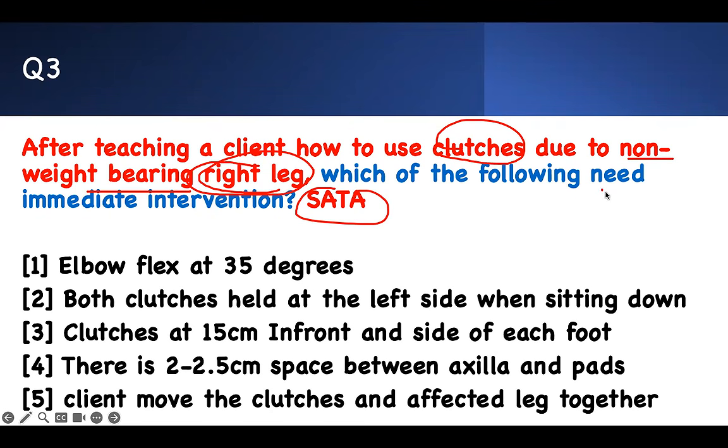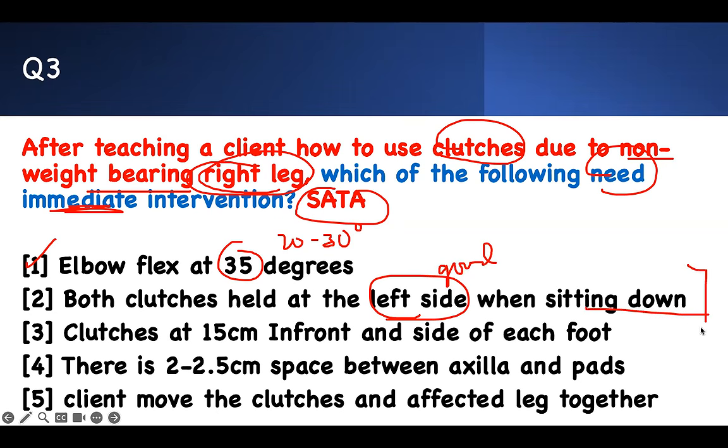Which of these need immediate intervention? So you're using crutches and your right leg is the affected leg. Your elbow should be flexed at 20 to 30 degrees. You need to know these little details. If they ask you a question, trust me, these are the things they will put there. So this one needs intervention: both crutches held at the left side, that means the good side, when sitting down. This is key. Your right leg is affected.